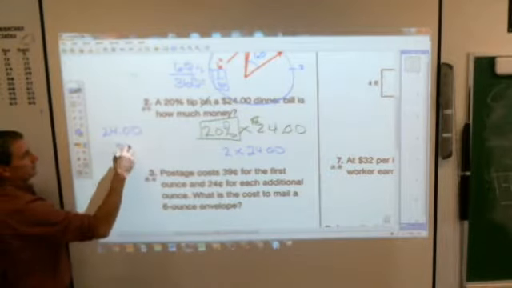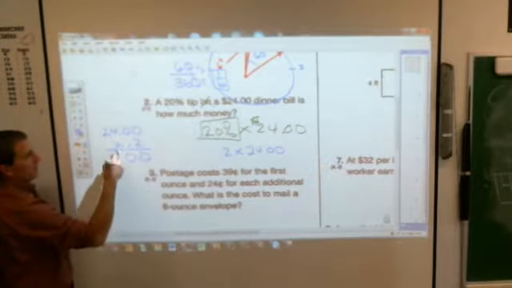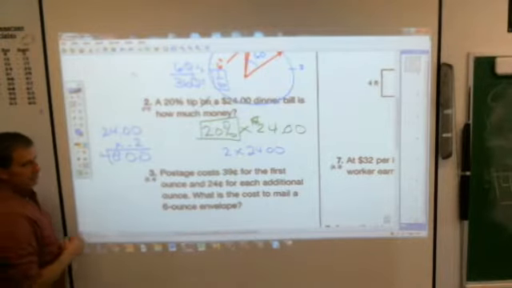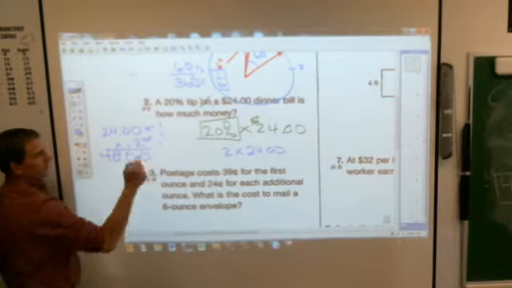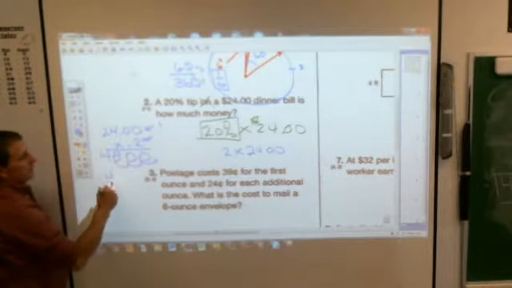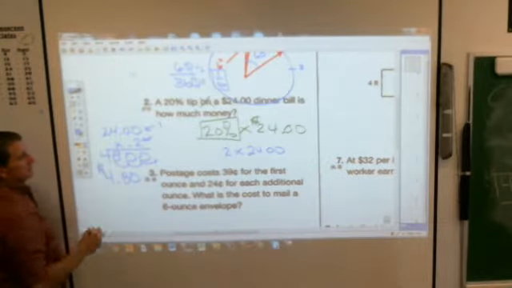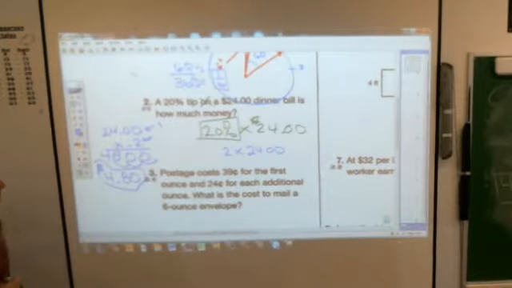$24 times 0.2. How many places do I need to move the decimal? Well, there's 2 here, 1, 2, and there's 1 there, for a grand total of 3. 1, 2, 3. So $4.80 is my tip on a $24 meal. Almost $5.